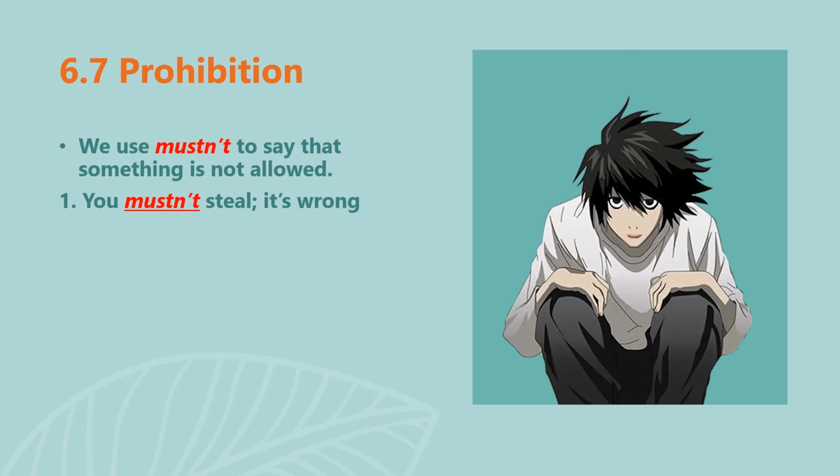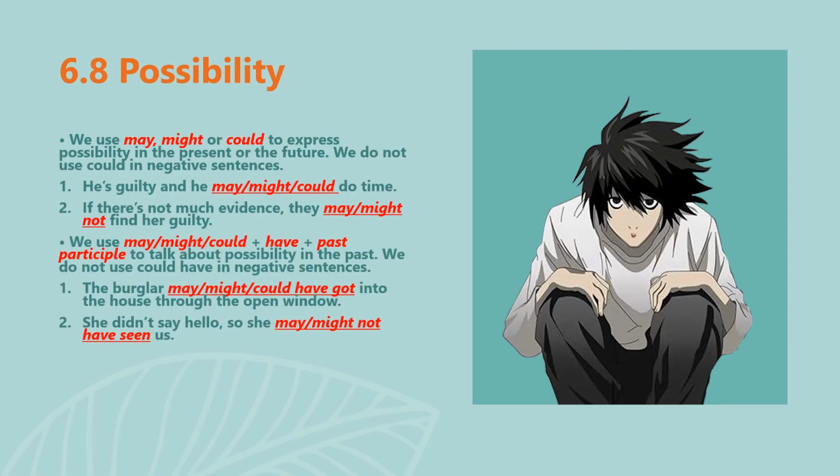6.8 Possibility, kemungkinan. We use may, might, or could to express possibility in the present or the future. We do not use could in negative sentences. Okay, could cannot be used in negative sentences. Only may and might. He's guilty and he may do time. Okay, dia masuk jail. He is guilty and he might do time. He's guilty and he could do time. Okay, tiga-tiga ni maksud dia sama.